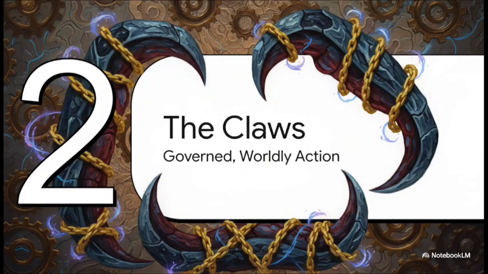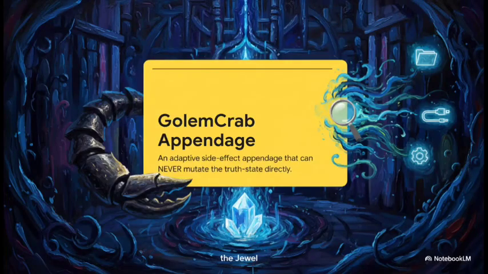Okay, so the jewel is the sovereign brain, making all the decisions. Now we need to look at the claws. This is the part of the system that actually carries those decisions out in the real world. But, and this is crucial, these claws cannot move on their own. So, say hello to the Golem Crab appendage. Its entire job is to create side effects. Write a file, send data over a network, change a setting. But the number one rule, the one that's hammered home everywhere in the documentation, is crystal clear. It can act, but it can never change the truth state of the jewel directly.